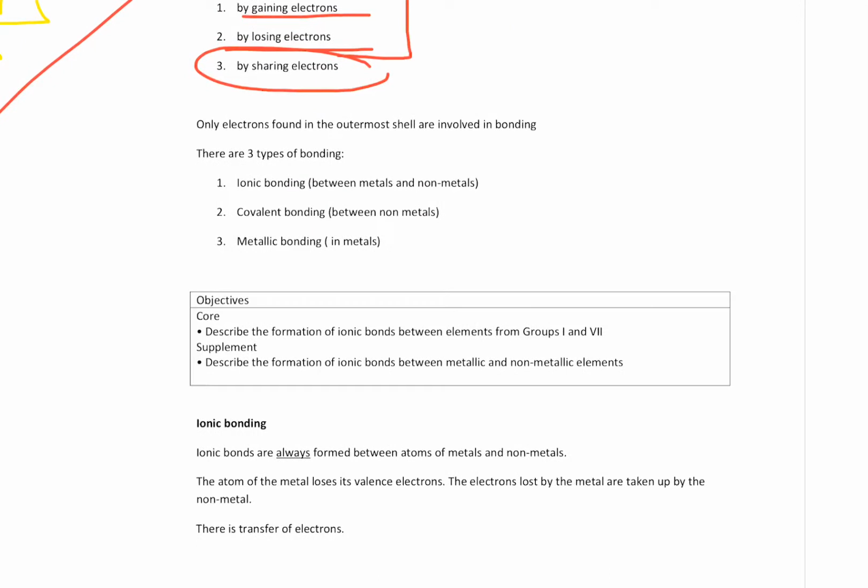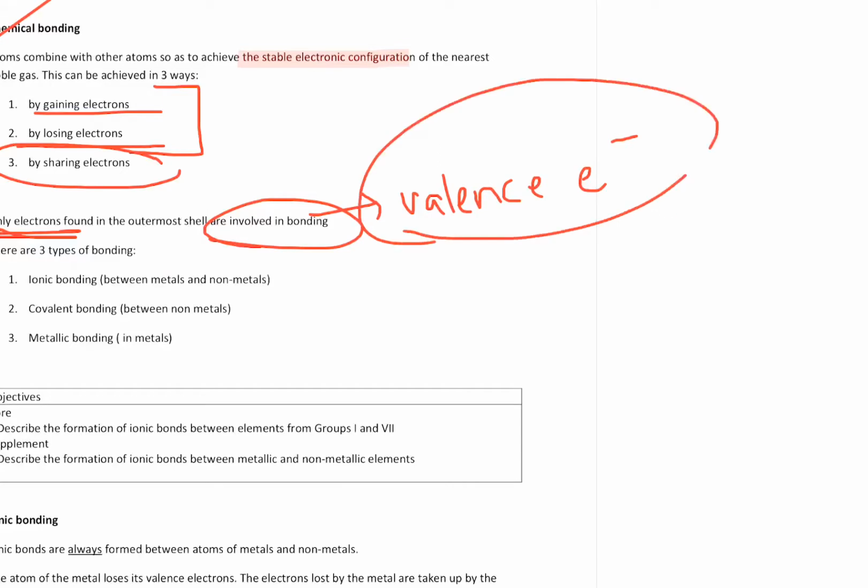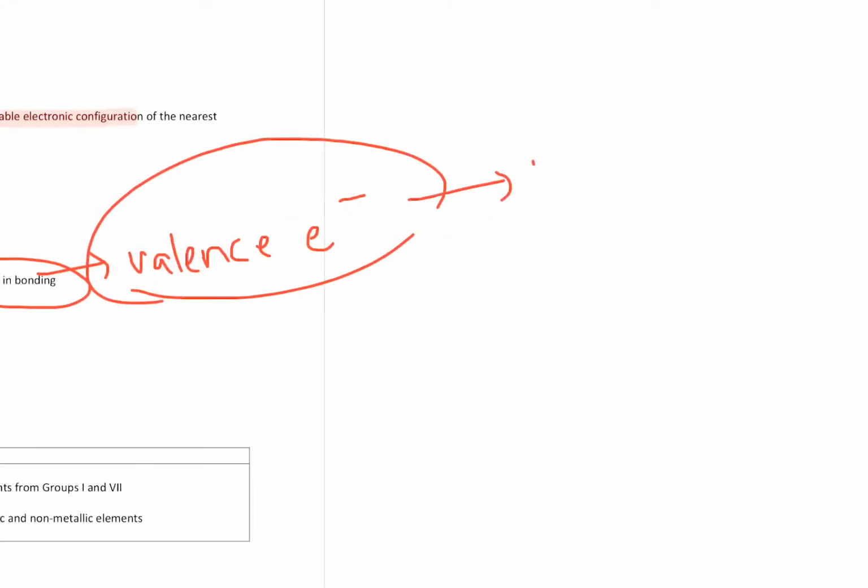Now, only electrons found in the outermost shell are involved in bonding. We never use electrons in the inner shells, nor do we look at protons. It's only electrons in the outermost shell, and these are called the valence electrons. Okay, so valence electrons, so you see there's going to be a relationship with valency here.